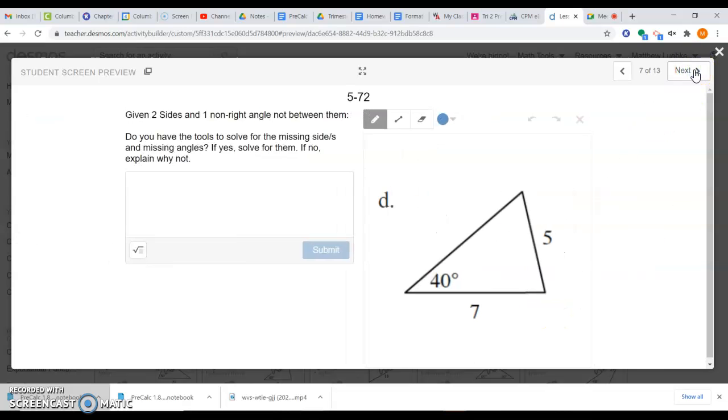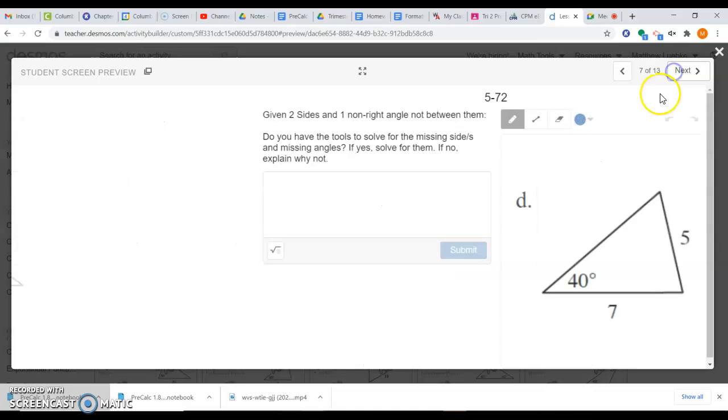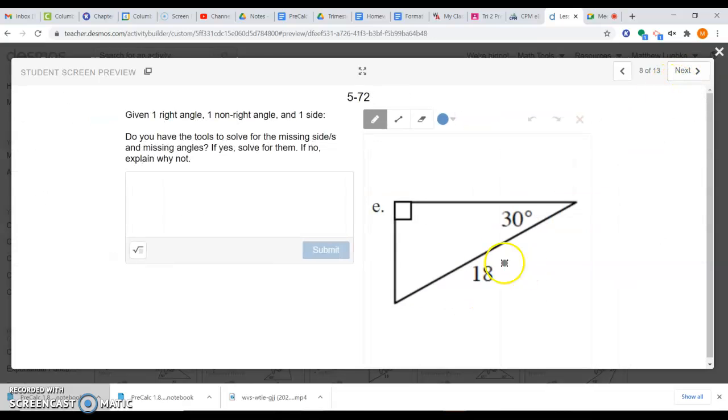Keep going. All right, you have two sides, one non-right angle, and this time the angle is not between them. So these are different. The angle here was between the sides. Here the angle was not between the sides. Do we have the tools for this one? Do we have the tools here?